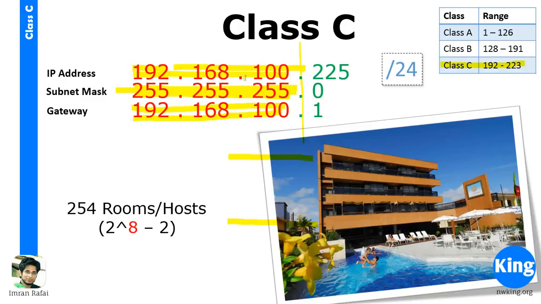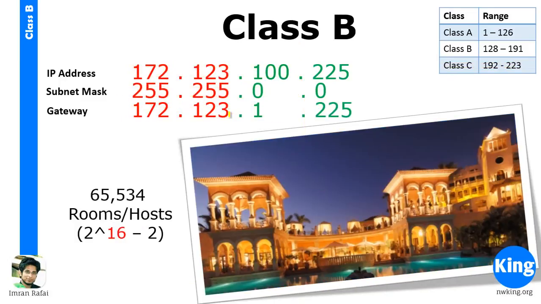The IP address and the gateway should have the same network. Alright, now let's look at class B. Class B, again, if you look at the first octet of the IP address, it's 172. And from the table we know 172 is a class B IP address. So class B IP address will have a subnet mask of 255.255.0.0. If you remember, class C had 3 255s, but class B has 2 255s.